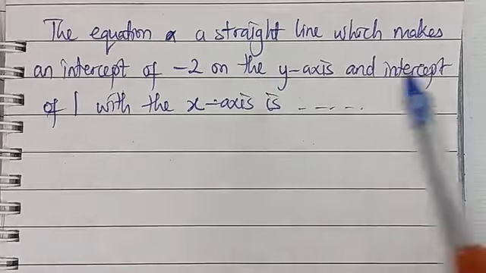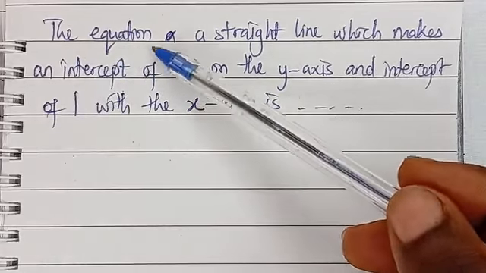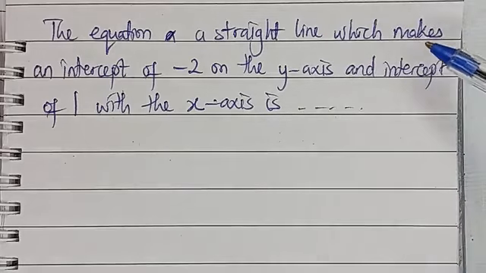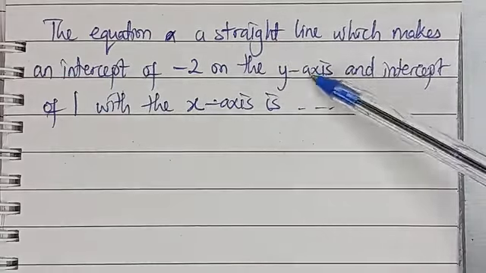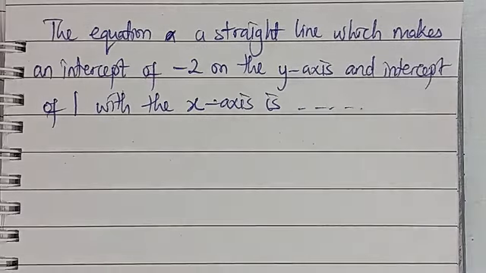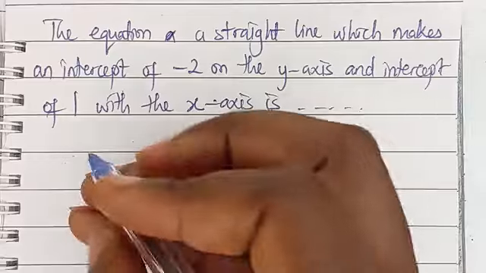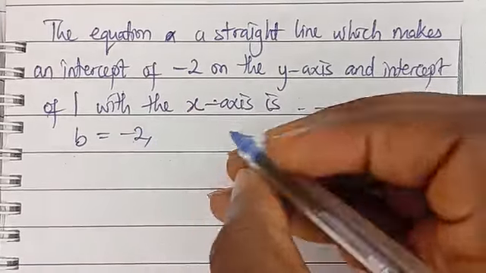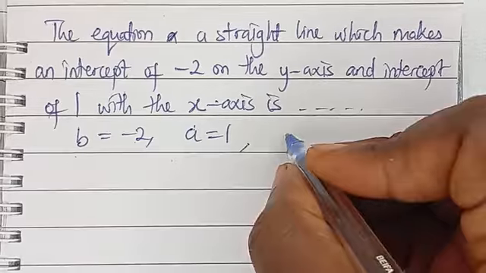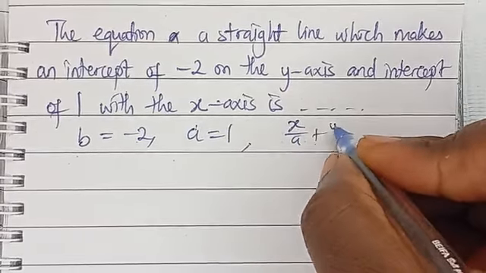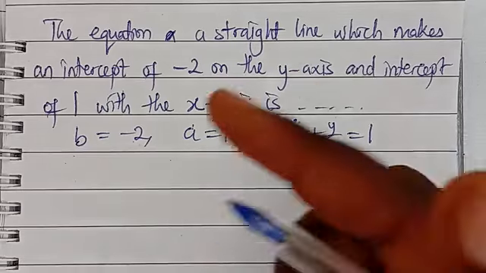Now let's solve another example to help us practice what we've learned. The equation of a straight line which makes an intercept of -2 on the y-axis and an intercept of 1 on the x-axis. So here the y-intercept is b equal to -2, and the x-intercept is 1, a is equal to 1, and we know that x over a plus y over b equal to 1 is the intercept form of linear equations.